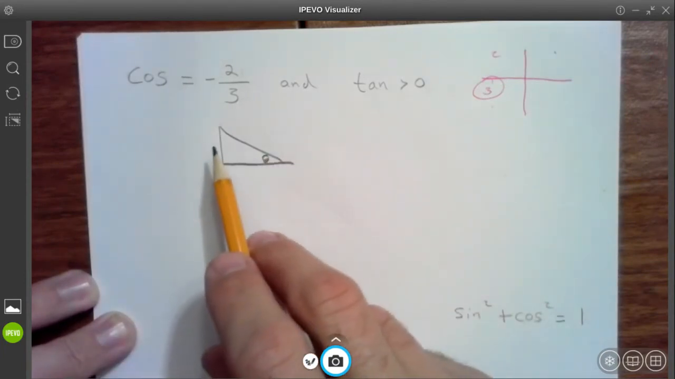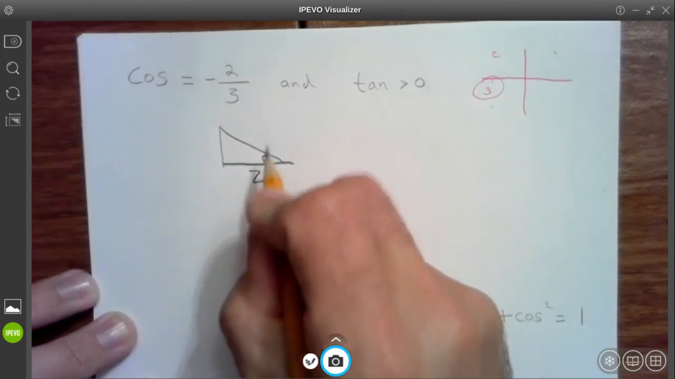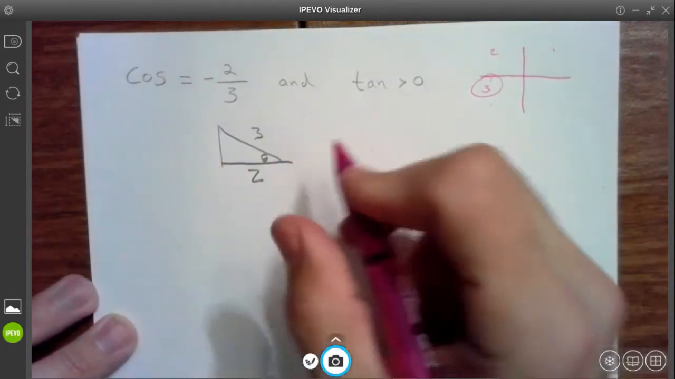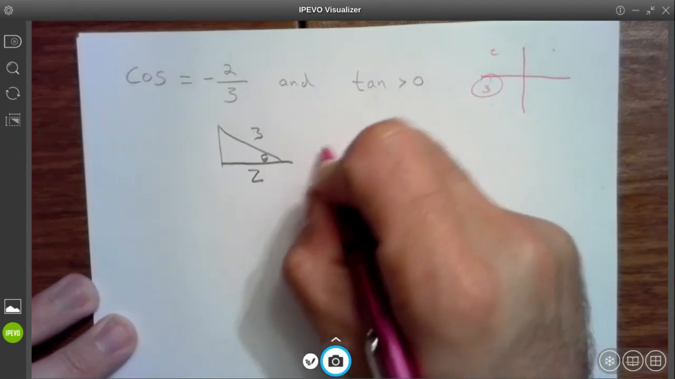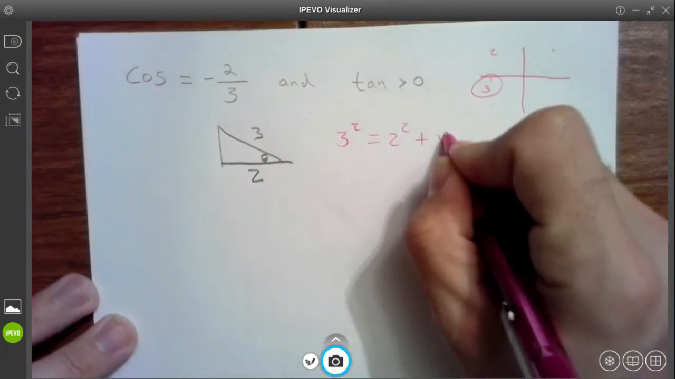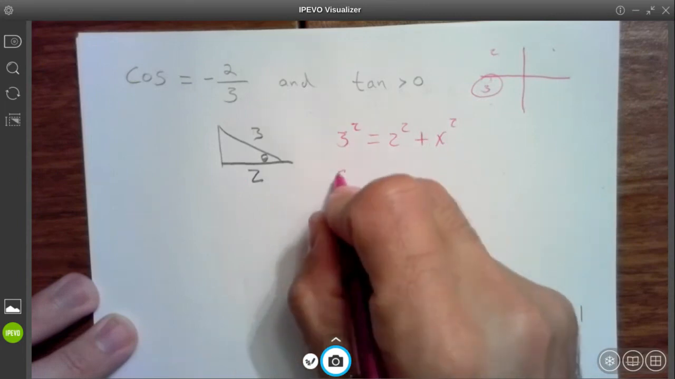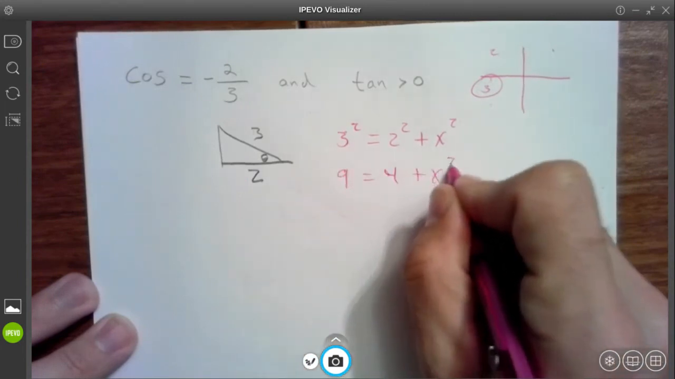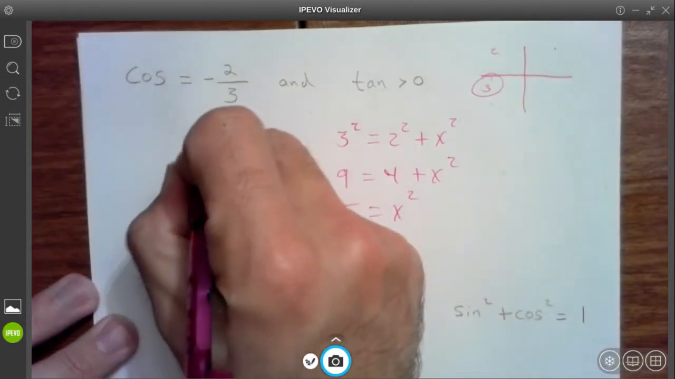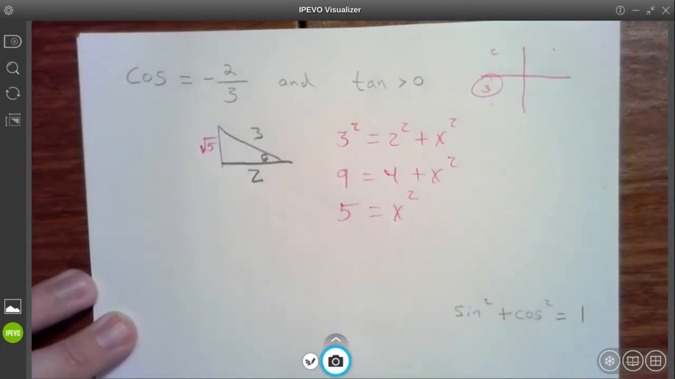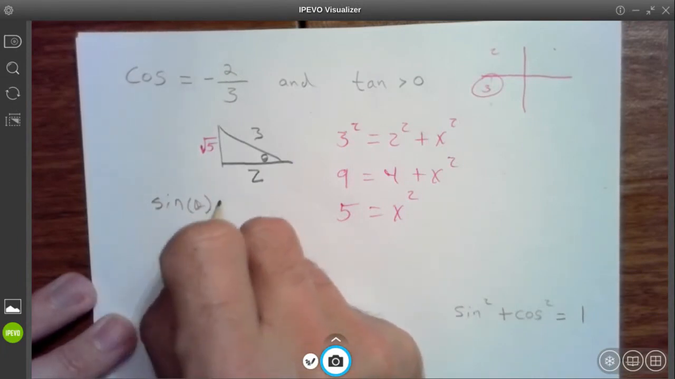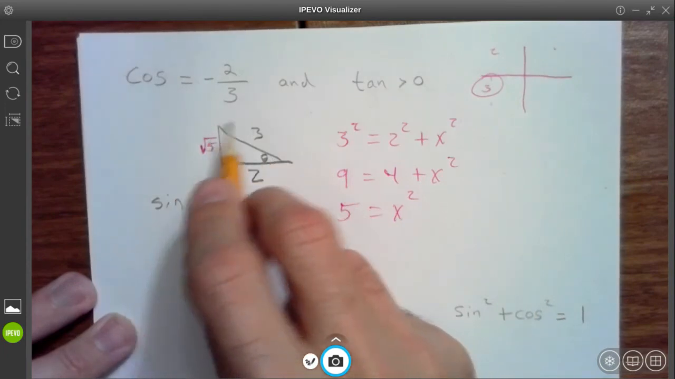I know that cosine is equal to adjacent over hypotenuse. So I got 2 and 3. And I just need to solve for this missing side. So I'll use Pythagoras real quick. Hypotenuse squared is equal to a leg squared plus the other leg squared. 3 squared is 9. 2 squared is 4. Move my 4 over, I get a 5. Square root both sides, and I get square root of 5. There it is. Just from this, I know that sine of theta is going to be square root of 5 over 3.